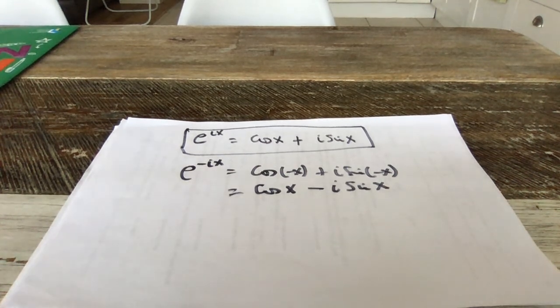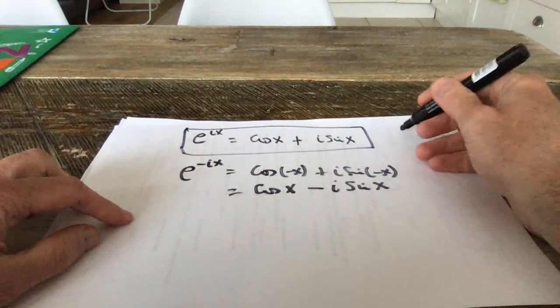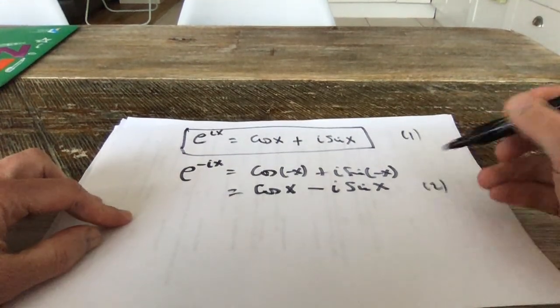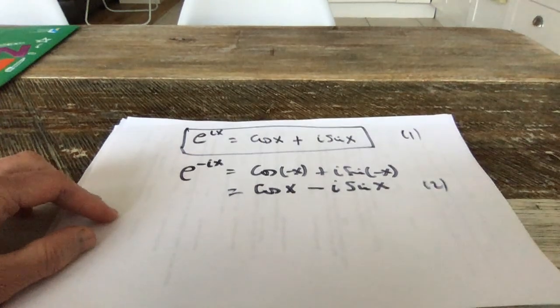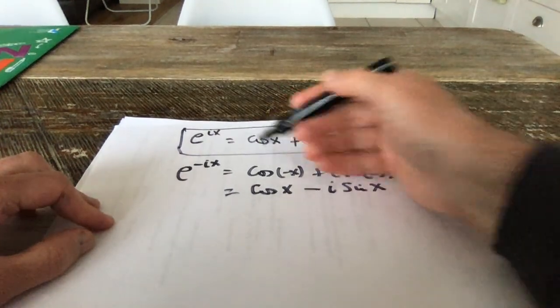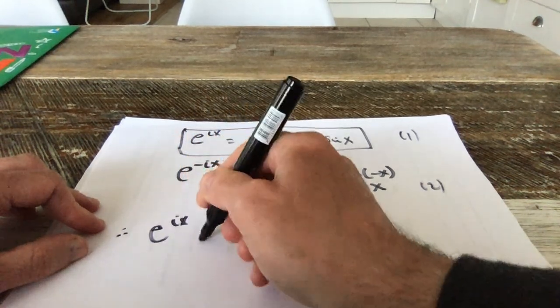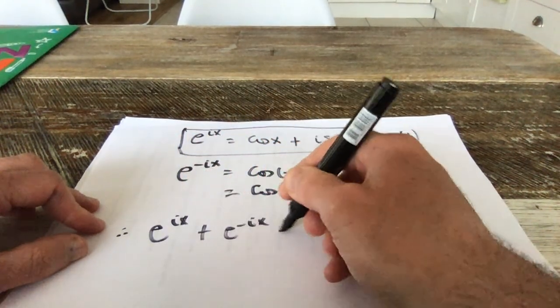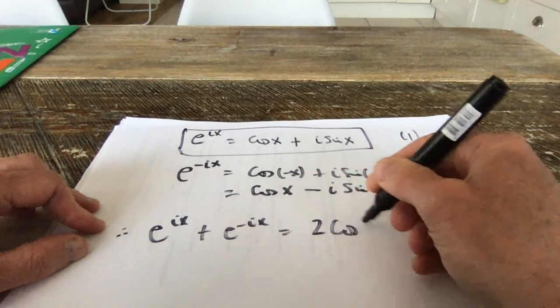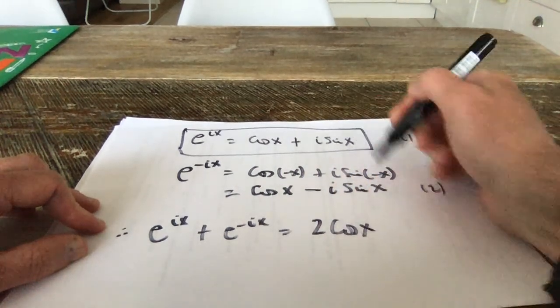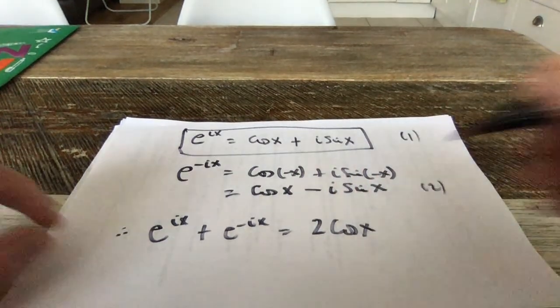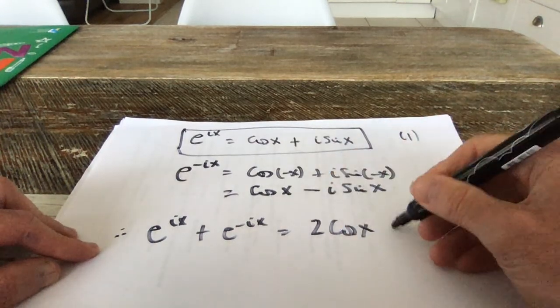So you can mess about with this now. This is a whole new area. Look, let me call this 1, and let me call this 2. Let me add these two things together. Let's add the left-hand side. So therefore, exponential ix plus exponential minus ix is equal to 2 cos x, because the i sine x is cancelled. So you can bring the 2 over to the other side.